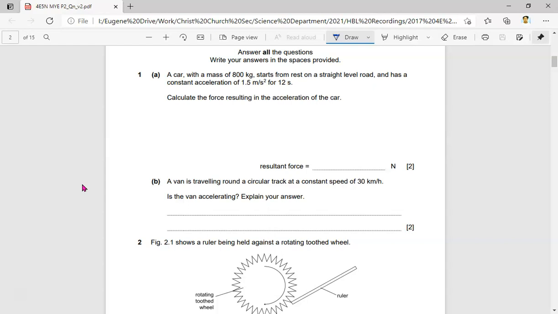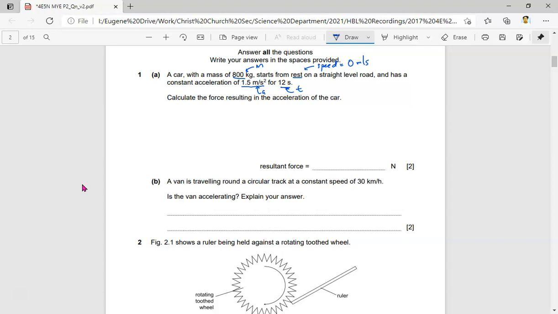1A, a car with a mass of 800 kg. This is the mass. Starts from rest, so that means the speed initially is 0 meter per second. On a straight road, it has a constant acceleration of 1.5 meter per second square. So this acceleration for 12 seconds. So this is the time it has accelerated at this rate.